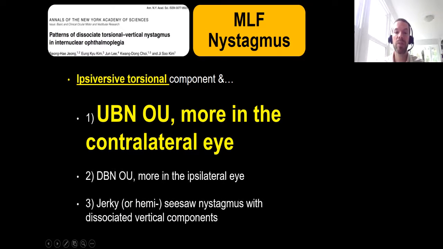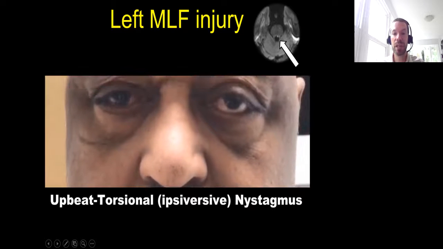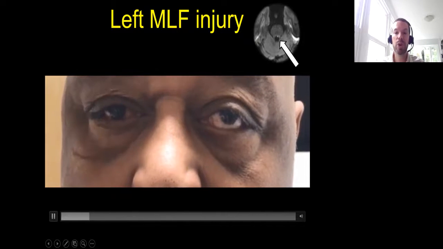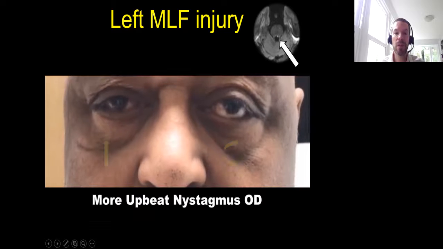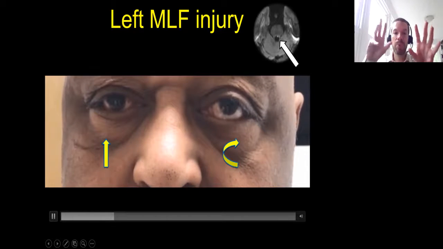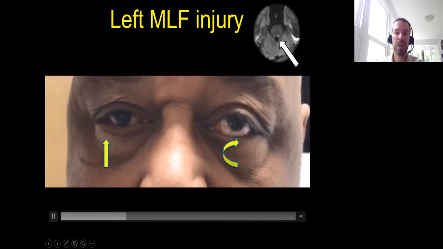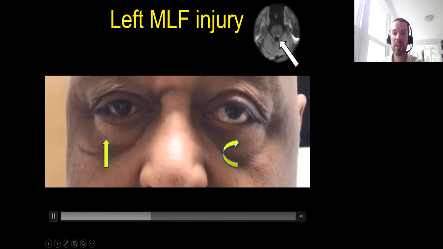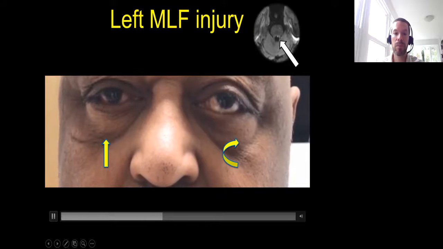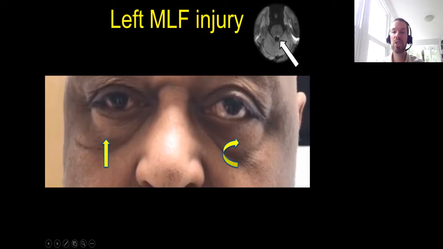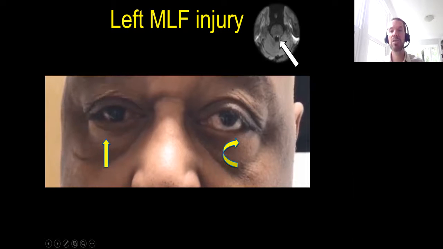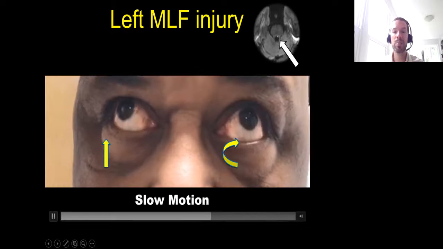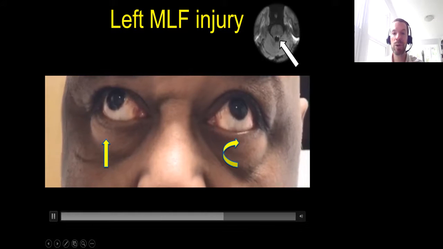Let me just show you an example of that. This is the same patient again, who has a left MLF lesion, who has a left INO, who has a left hypertropia due to a skew deviation. And look what's happening. He has combined upbeat torsional nystagmus, but there's more upbeating in the right eye, the contralateral eye, and there's more torsion in the left eye. So this dissociated vertical torsional nystagmus is very common with an acute MLF lesion. I've never seen it quite this prominent, which is why this is such a great example.